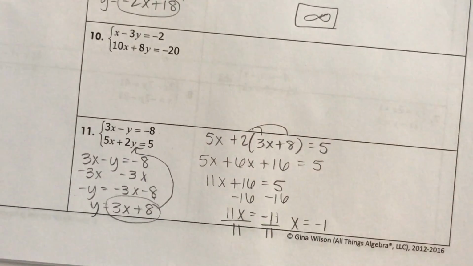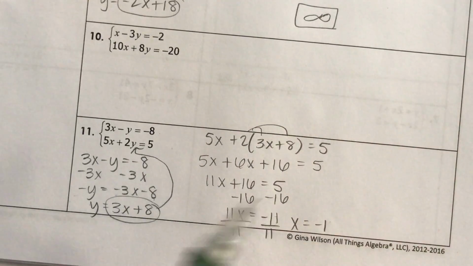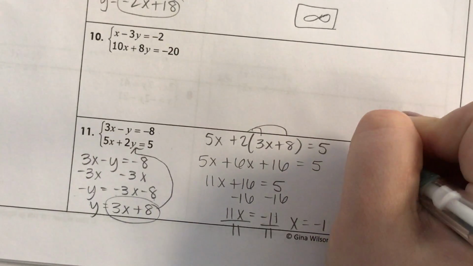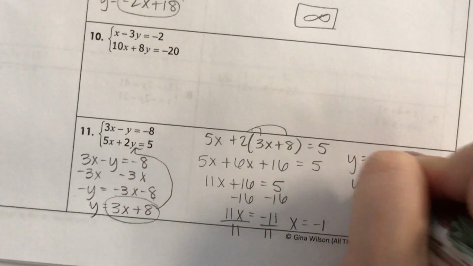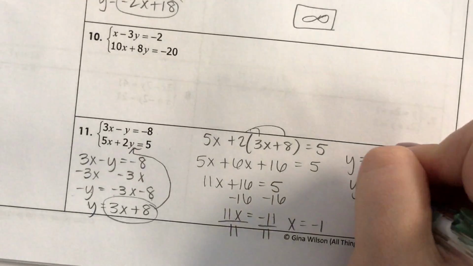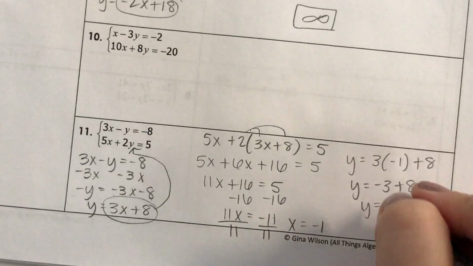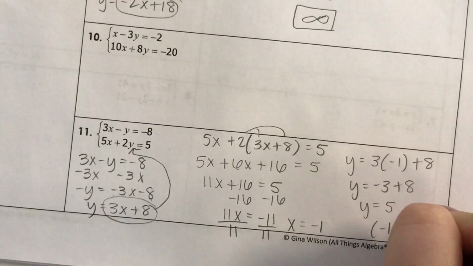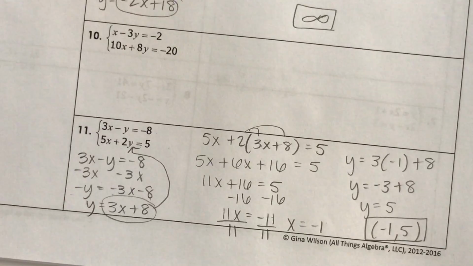X equals -1. Okay? Take this and plug it in to this one here, because that's going to be the easiest way to do it. So y equals 3 times -1 plus 8. Okay. Well, 3 times -1 is -3. -3 plus 8 is just like 8 minus 3, so that's 5. So your solution, finally we have one, is -1, 5. Okay. So that's how you solve systems of equations by substitution.